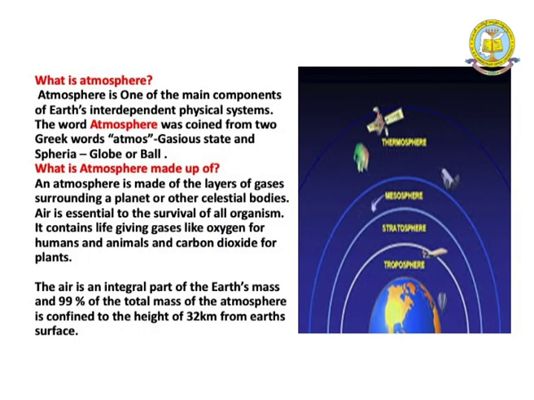The air is an integral part of the earth's mass, and 99% of the total mass of the atmosphere is confined to a height of 32 kilometers. Now, if you check, the earth has a gravitational pull, and because of this gravitational pull, all these molecules of air are attracted to the center of the earth, and that makes confinement of 99% of the air towards the surface very near to 32 kilometers.